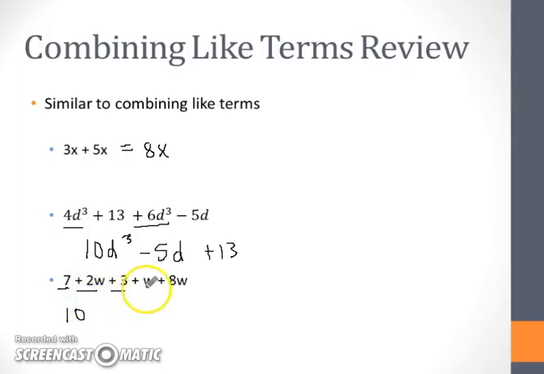In our last example, we have a 7 plus a 3, so that would be 10. And then a positive 2 plus w, or like plus 1, and then plus 8. 2 plus 1 plus 8, we have 11w.